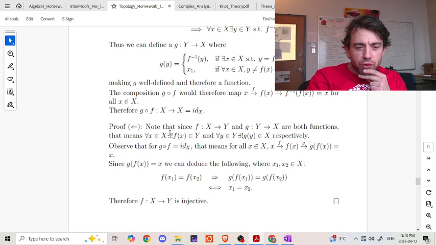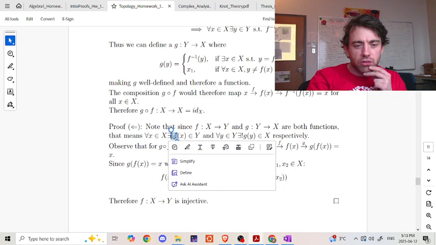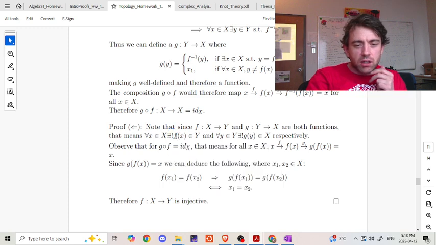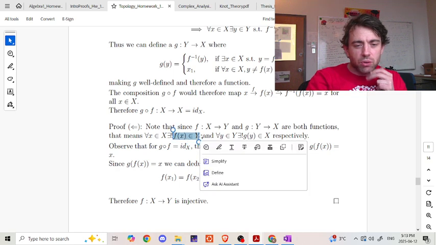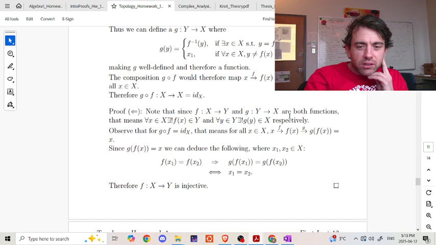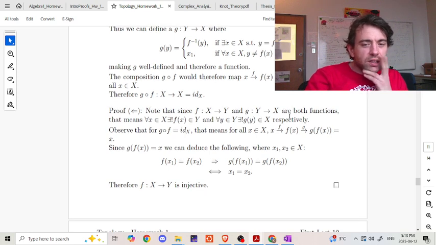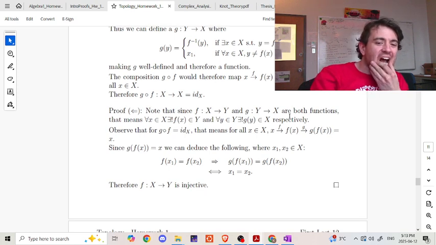wording. If they're both functions, it means for all x, there exists unique. Yeah, gotta be careful. Sometimes people may use that for does not exist, but actually most sane people would think this means exists unique. But you're sort of putting the cart before the horse here. Yeah, I guess this is fine.